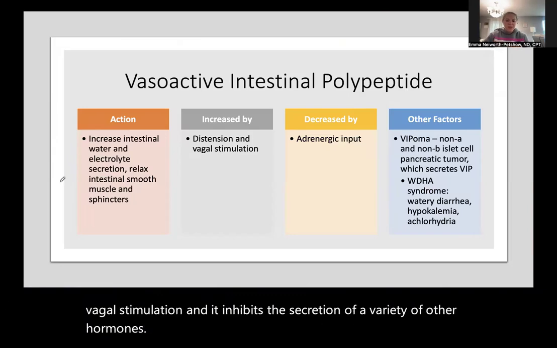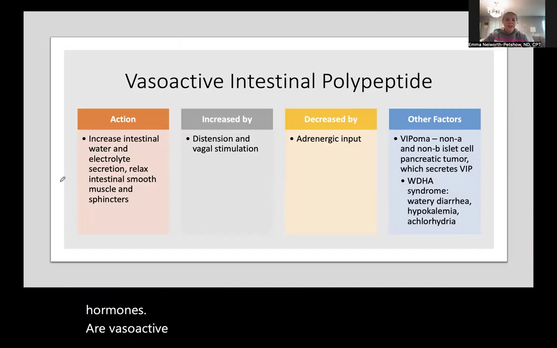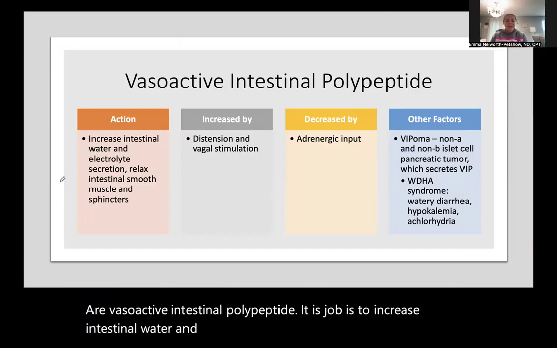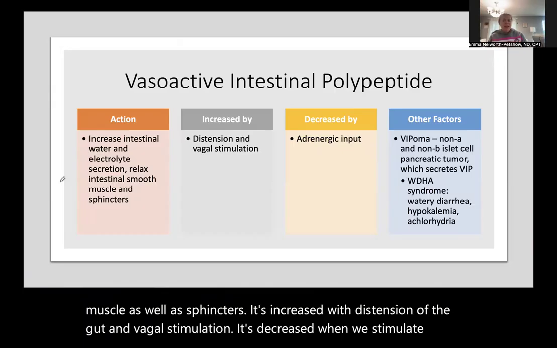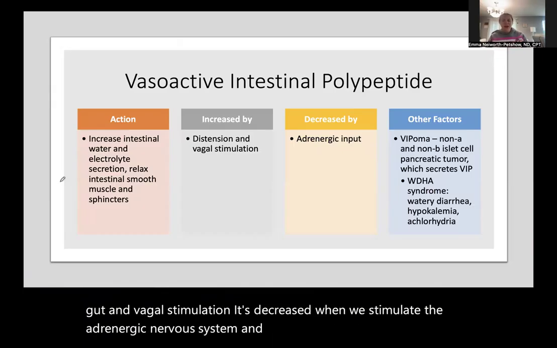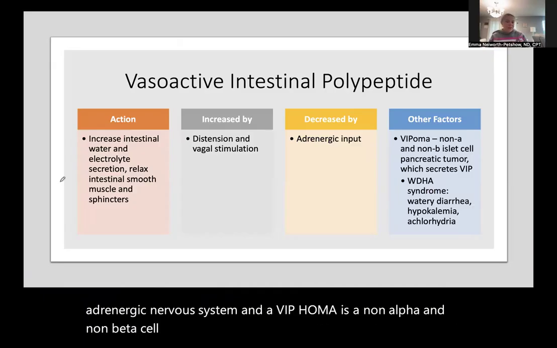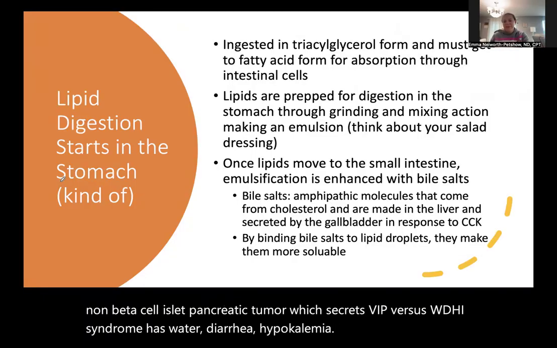Our vasoactive intestinal polypeptide, its job is to increase intestinal water and electrolyte secretion, and relax intestinal smooth muscle as well as sphincters. It's increased with distension of the gut and vagal stimulation. It's decreased when we stimulate the adrenergic nervous system. And a VIPoma is a non-alpha and non-beta cell islet pancreatic tumor, which secretes VIP, versus WDHA syndrome, which has watery diarrhea, hypokalemia, and achlorhydria.